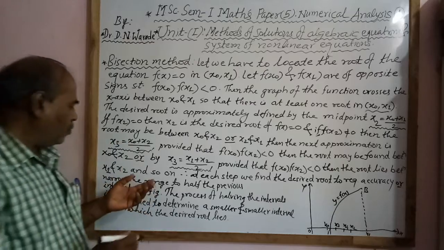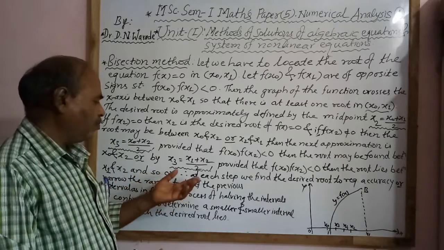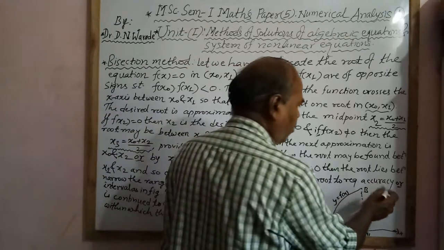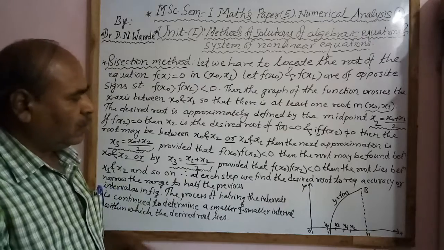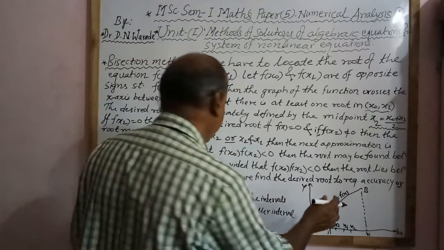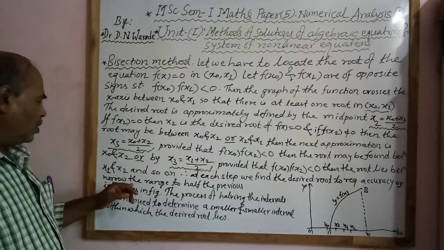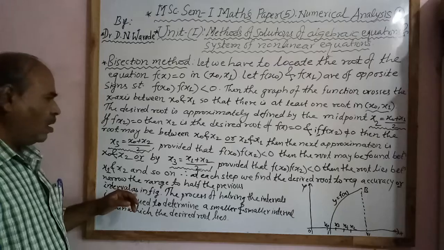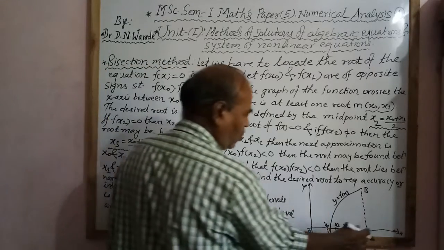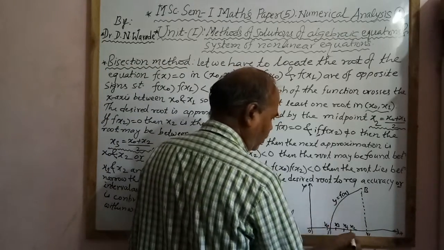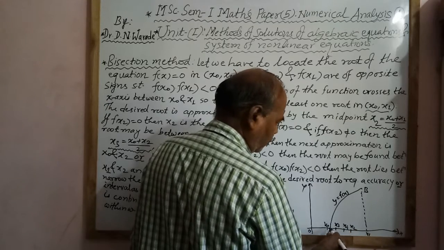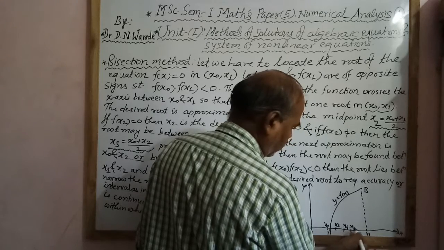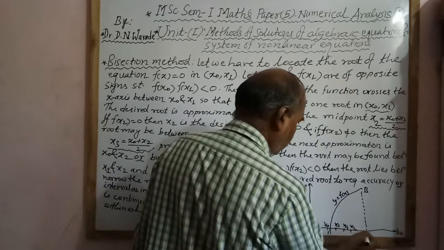This procedure continues and so on. At each step we find the desired root to the required accuracy. We continue the process until we get the desired accuracy, narrowing the range to half of the previous interval, as in the figure. The figure shows the curve y = f(x), with points x0, x3, x4, x2, and x1.